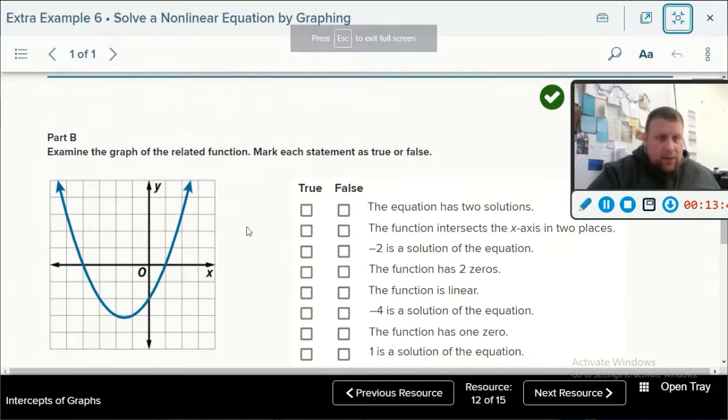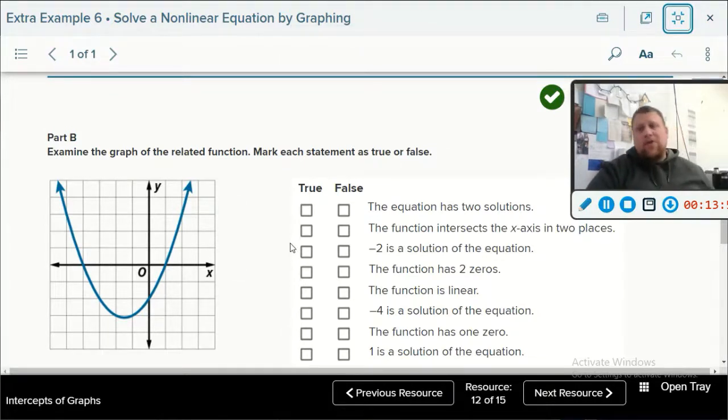And let's see, we have the graph right here again. I just want to show you how I graphed it myself and how you guys could graph it yourself if you're not provided a graph, although you will be for the homework assignment for the foreseeable future. First of all, does this equation have 2 solutions? True. The function intersects the x-axis in 2 places? Yeah. X-axis once, x-axis twice.